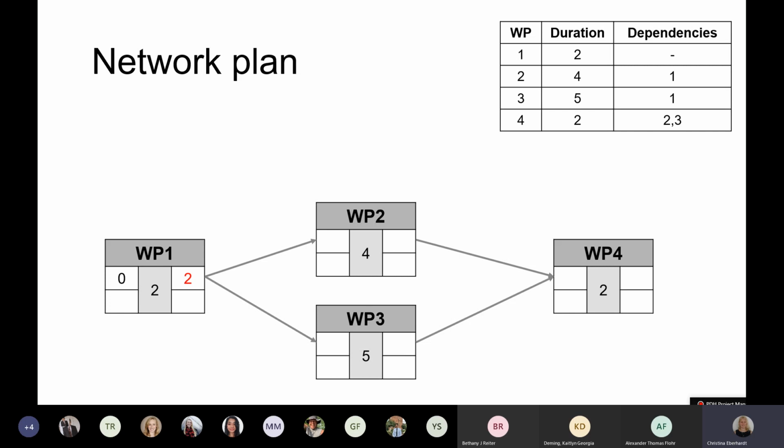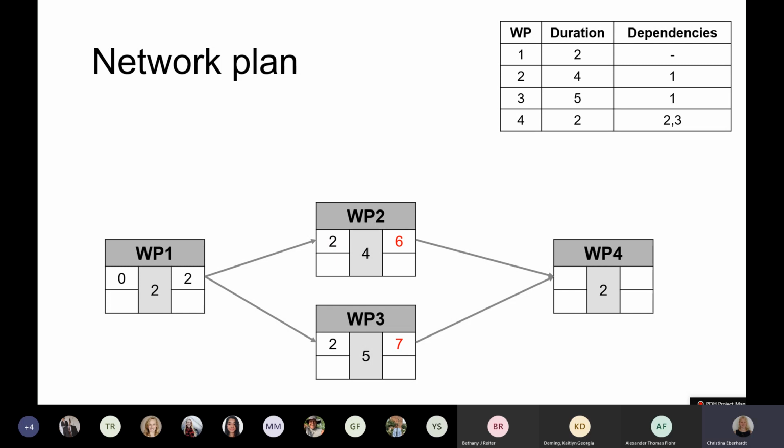We will continue doing the forward pass in the beginning, so we'll go on and follow the arrows. So if the earliest time work package 1 can finish is 2, then the earliest time our packages 2 and 3 can start is time step 2, so we can move to those 2 cells as well. We can calculate the duration of both of those packages, so we'll end up at 6 and 7 by just adding up 2 and 4 and 2 and 5.